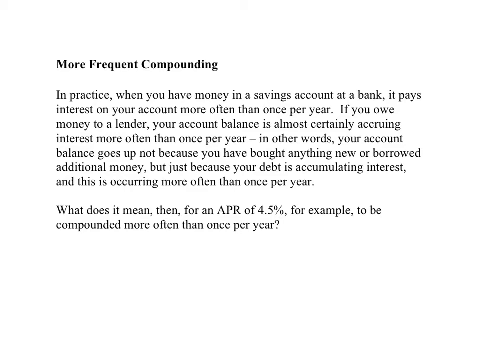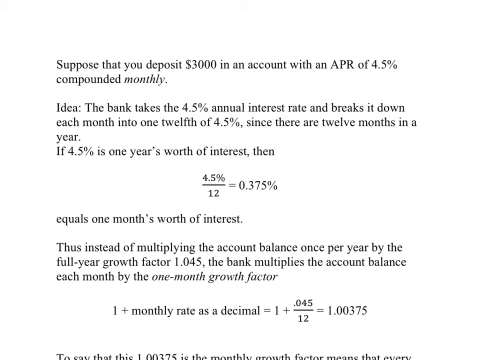So what does it mean for an APR of 4.5% to be, as we say, compounded more often than once per year? Your credit card will quote an annual rate of interest, but there is actually something going on all through the year. To understand this, suppose that you deposit $3,000 in an account with an APR of 4.5% compounded monthly. The idea here is that the bank takes that 4.5% annual interest, that is a whole year's worth, and it breaks it down each month into 1/12 of 4.5%. Why 1/12? Because there are 12 months in a year, and we're talking about monthly compounding.